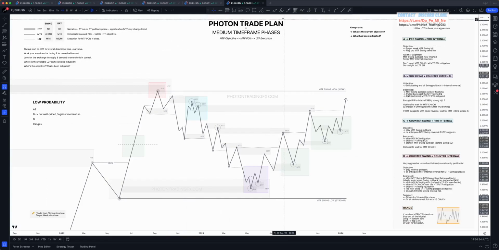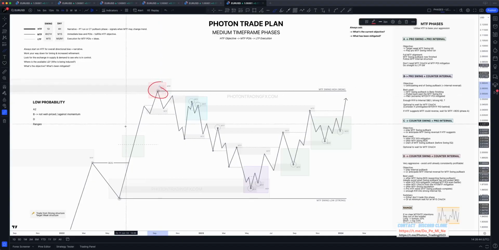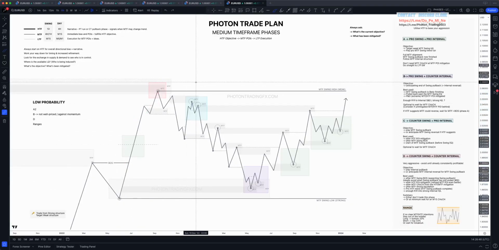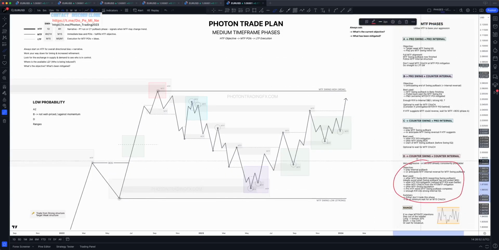The next obvious low probability one, which you're probably all aware of, is phase D, and that's when you're trading counter swing and counter internal. So you're basically trading against everything on your medium time frame, right? When you're trying to short here, when everything is heavily bullish. Now I've gone into a lot more detail in the MTF phases lesson of when to do it. There's some more information in there. I don't want to make this lesson super long, but I would just say, just avoid this.